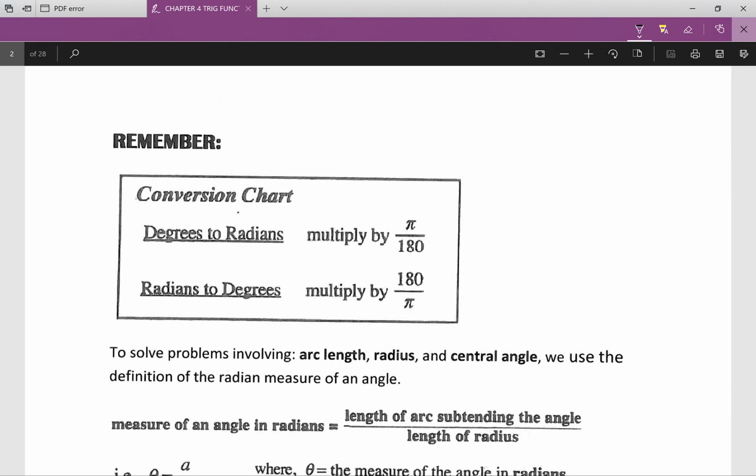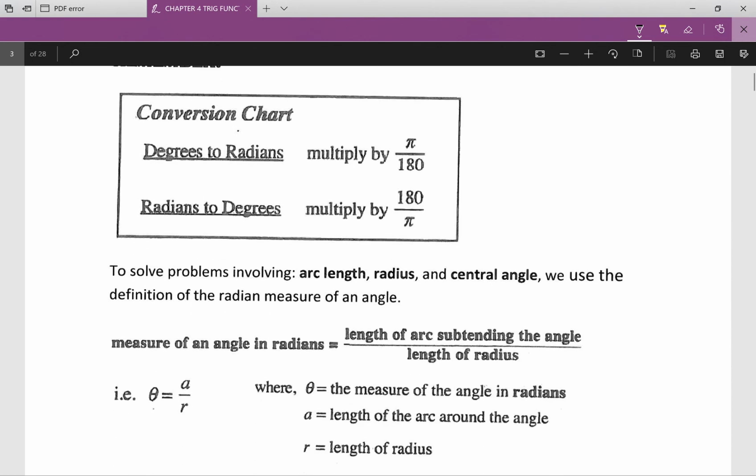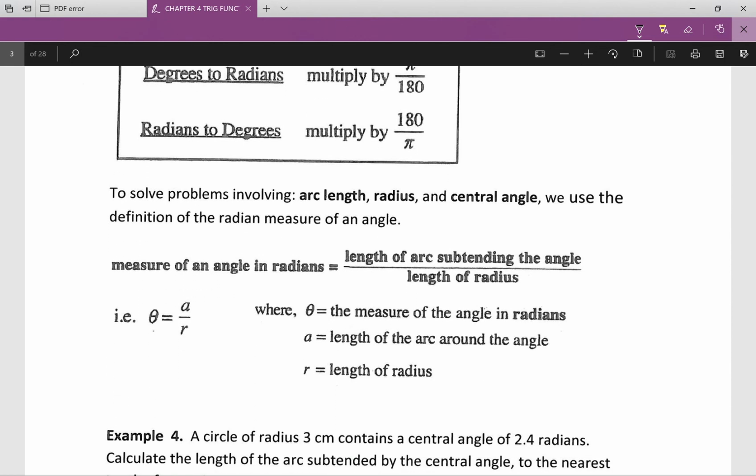So when we're converting degrees to radians, we multiply by pi over 180, and radians to degrees, we multiply by 180 over pi. Now the next thing that we're going to do is talk about arc length, but I will get to that in the next little piece.